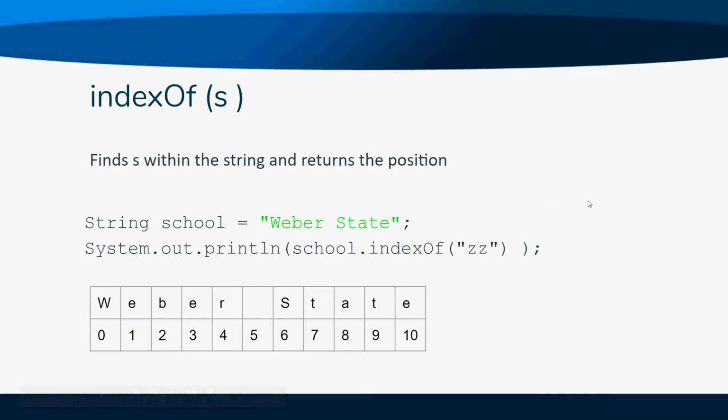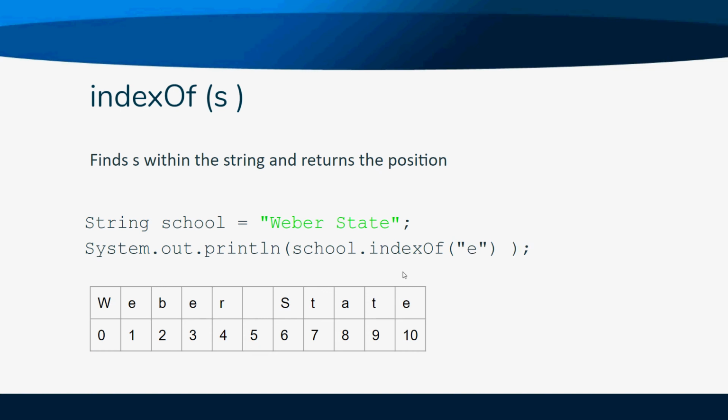Here's another example. It's still searching in Weber state, but it's searching for the string ZZ. Well, if we look through our Weber state, there is no ZZ. So instead, it's going to return back a -1, specifying that ZZ does not exist in this string.